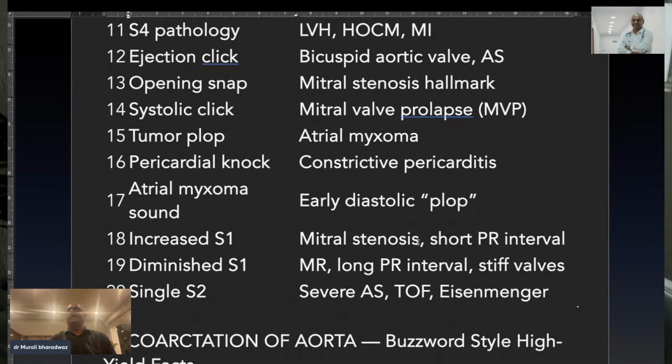Tell me, systolic click is a feature of mitral valve prolapse. Mitral valve prolapse. So what is common between hypertrophic obstructive cardiomyopathy and mitral valve prolapse? Both have a loud systolic murmur. But anything that makes the size of the ventricle smaller will cause worsening of the systolic murmur.